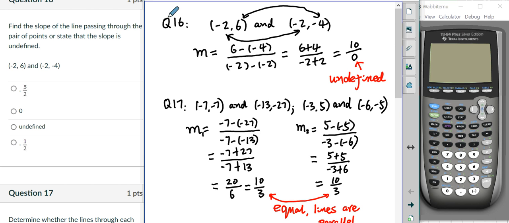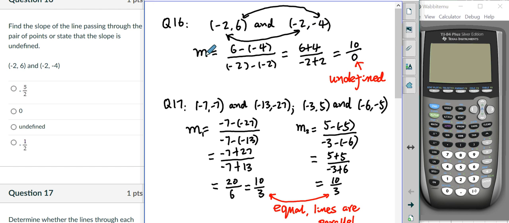Now, let's look at our first question, question 16. We want to find the slope of the line passing through the pair of points, or state that the slope is undefined. The slope may not be defined. Here, the first point is (-2, 6). The second point is (-2, -4).